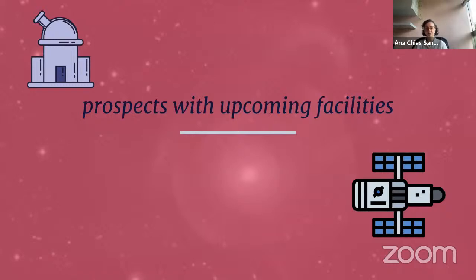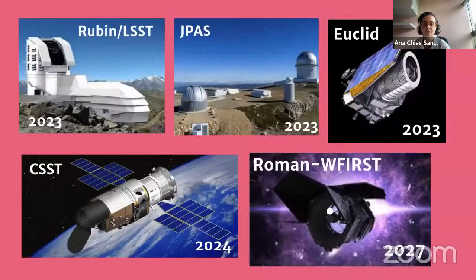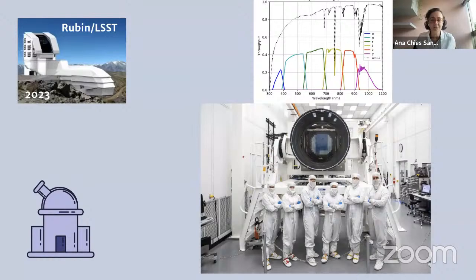Now, let me quickly mention the prospects with upcoming facilities, both from space and from the ground. These are facilities to keep an eye on for this kind of work. Of course, I'll be biased toward the ones that I'm working on. For this audience, I suppose I don't have to introduce the Rubin Observatory, but these 6 super deep filters will be amazing for this kind of study.